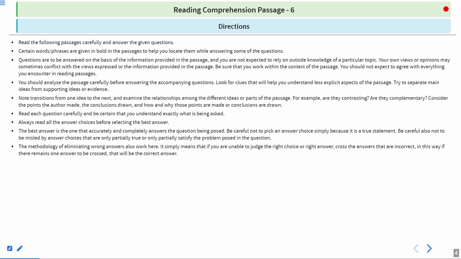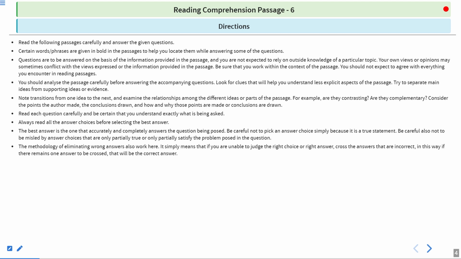Let's see the directions. Read the following passages carefully and answer the given questions. Certain words and phrases are given in bold in the passages to help you locate them while answering some of the questions. Questions are to be answered on the basis of the information provided in the passage, and you are not expected to rely on outside knowledge of a particular topic. Your own views or opinions may sometimes conflict with the views expressed or the information provided in the passage. Be sure that you work within the context of the passage. You should not expect to agree with everything you encounter in reading passages. You should analyze the passage carefully before answering the accompanying questions.